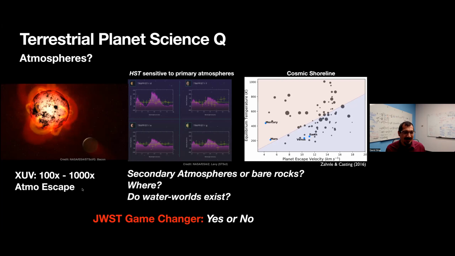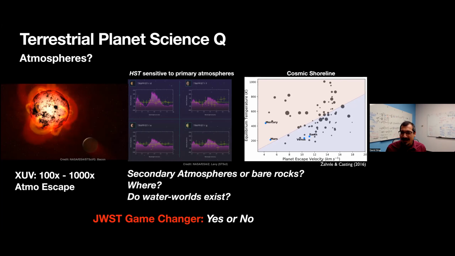So a lot of these planets receive 100 to 1,000 times the XUV illumination as our own Earth does. So it's not quite clear, can you have even a secondary atmosphere, or will even that get blown off and we have a lot of bare rocks? What is the landscape? So there's this idea of the cosmic shoreline.